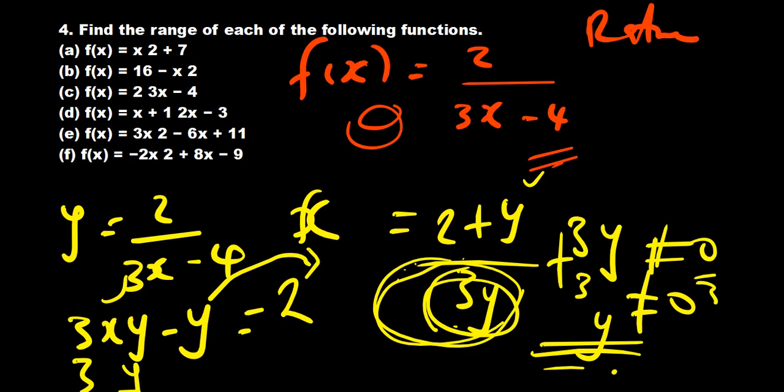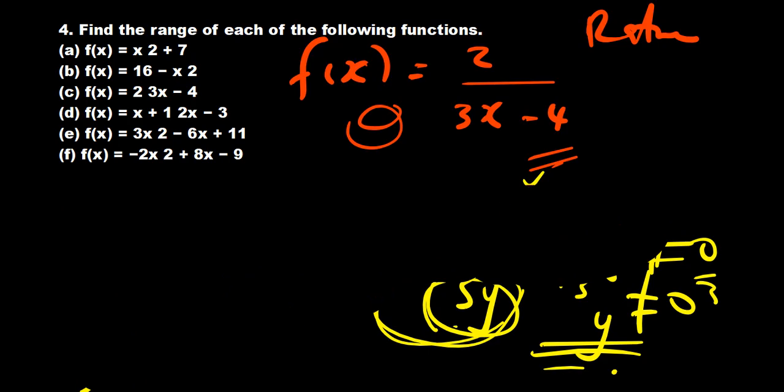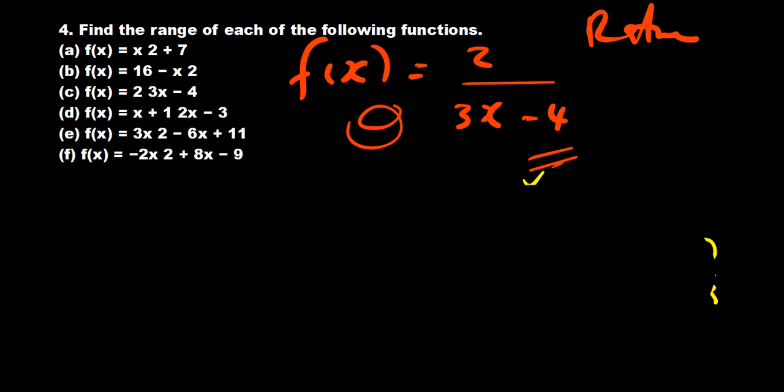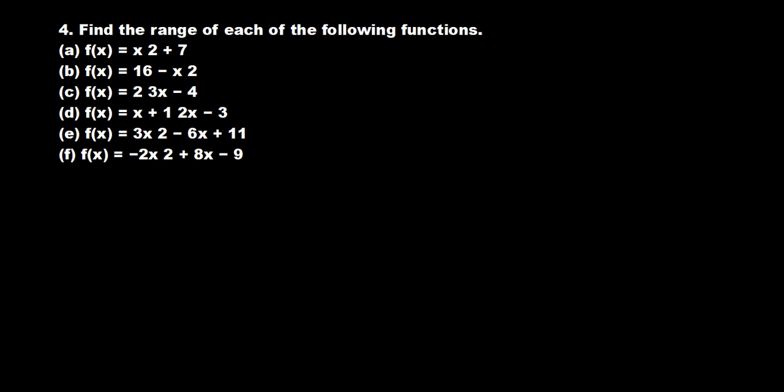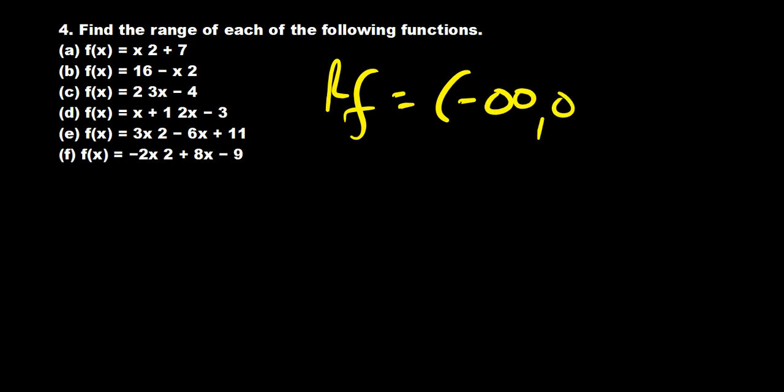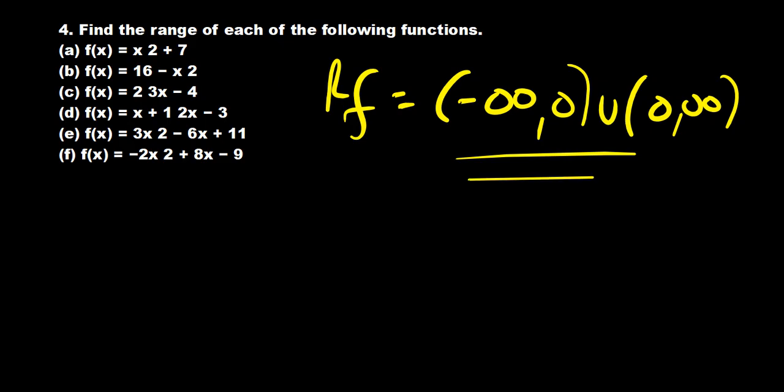So for this scenario, our range will be all the values, from negative infinity, but we just don't want 0 that we found for y. So because you don't want 0, it is the union of negative infinity to 0, and 0 to positive infinity. You want everything except 0. That's what I'm just trying to say.